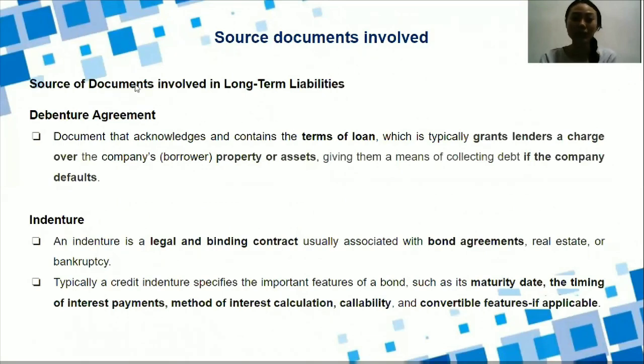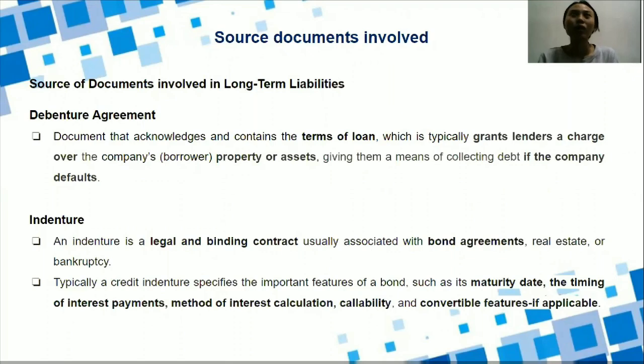As we discussed just now, we have three types of financial instrument that we can issue, and so here I already listed three documents that are usually used by the company when issuing long-term liabilities. The first one is the debenture agreement. The debenture agreement is a document that acknowledges and also contains the terms of loan.